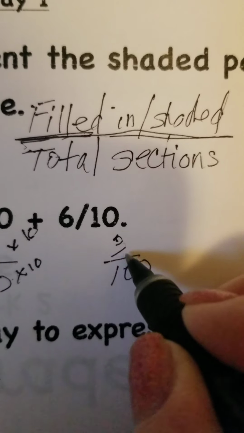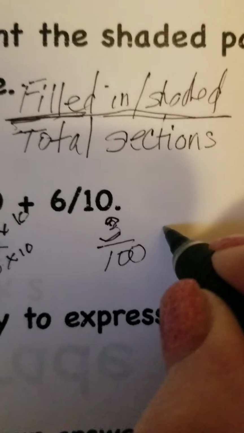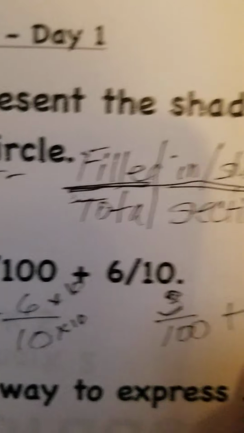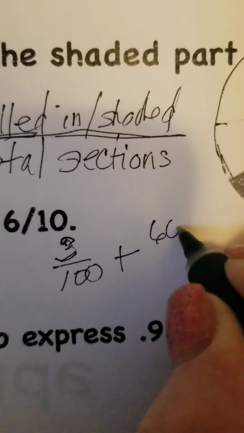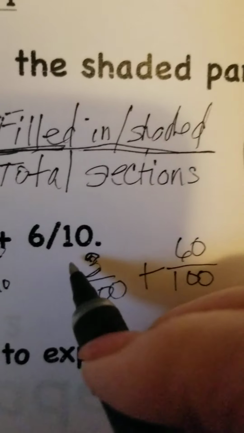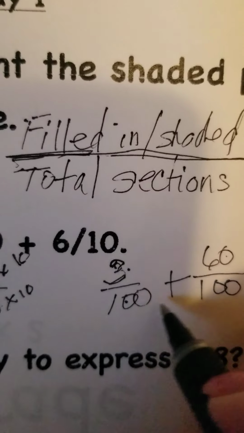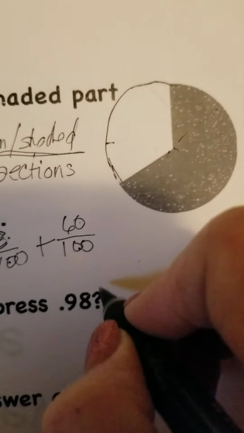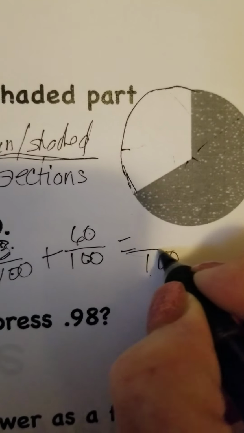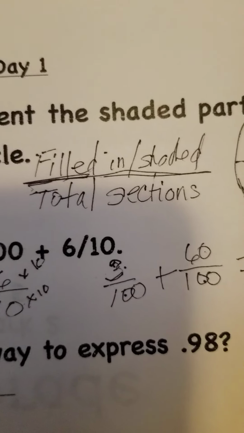300ths. My pen skipped out here. 300ths. Okay. Plus, it changes this to 60 hundredths. So this is 60 hundredths. Okay. You add the numerators, which are the top numbers. You leave the denominator the same. So your denominator will be 100, and you need to add your numerators. That is all you need to do.